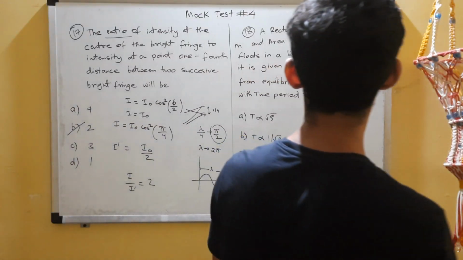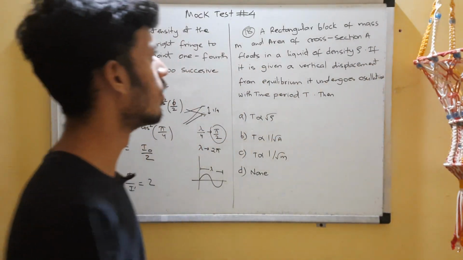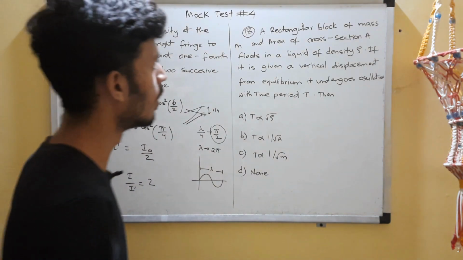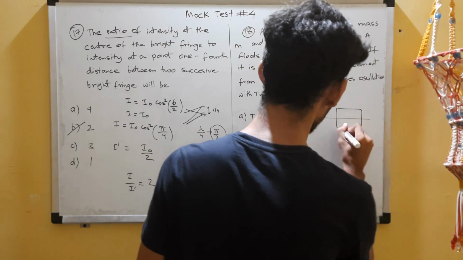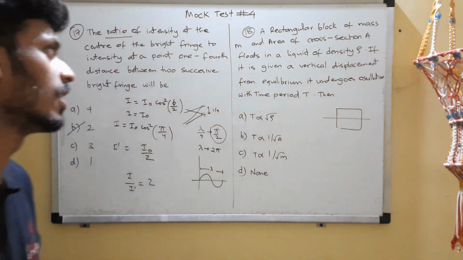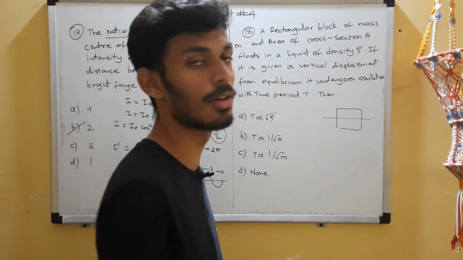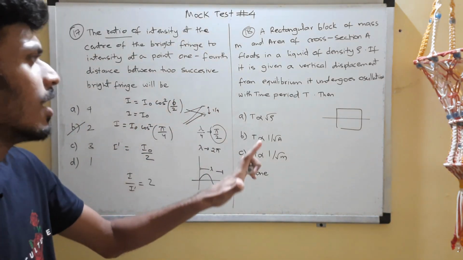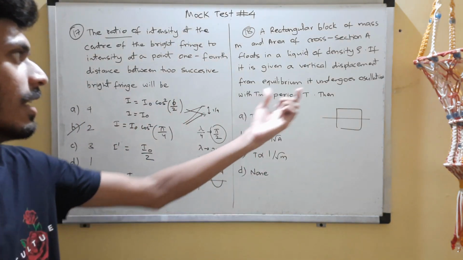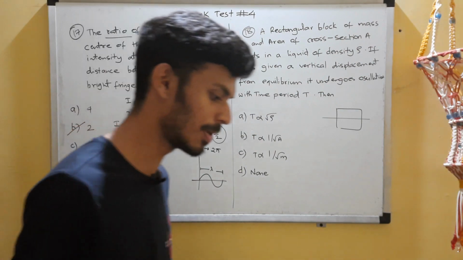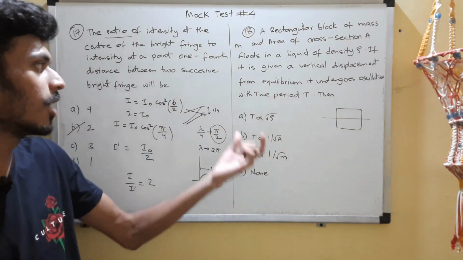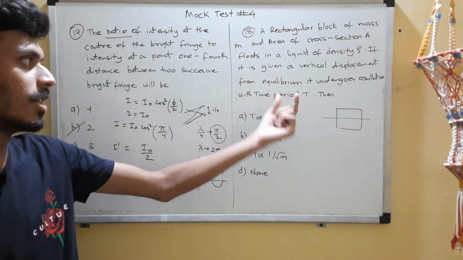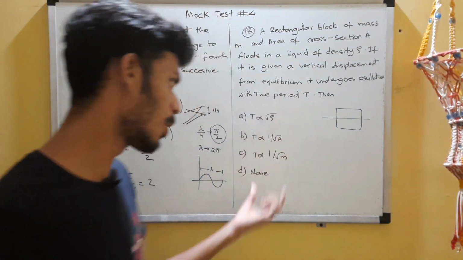Let's come to this one. We have a rectangular block of mass m, which is put in a liquid of density rho. Let's imagine that. First of all, it is in equilibrium. We are going to displace it from equilibrium, push it some distance x, and it undergoes oscillation. If x is very small, the oscillations will be SHM. You are supposed to tell what the time period of this oscillation is proportional to.